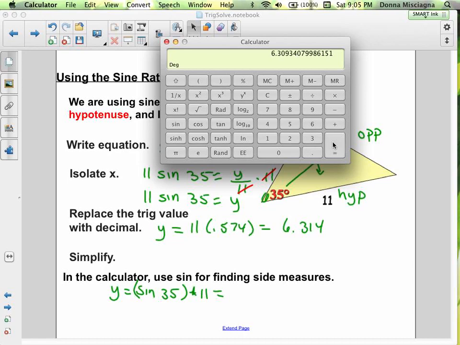So let's round to 4 decimal places. So this would be 6.3093.